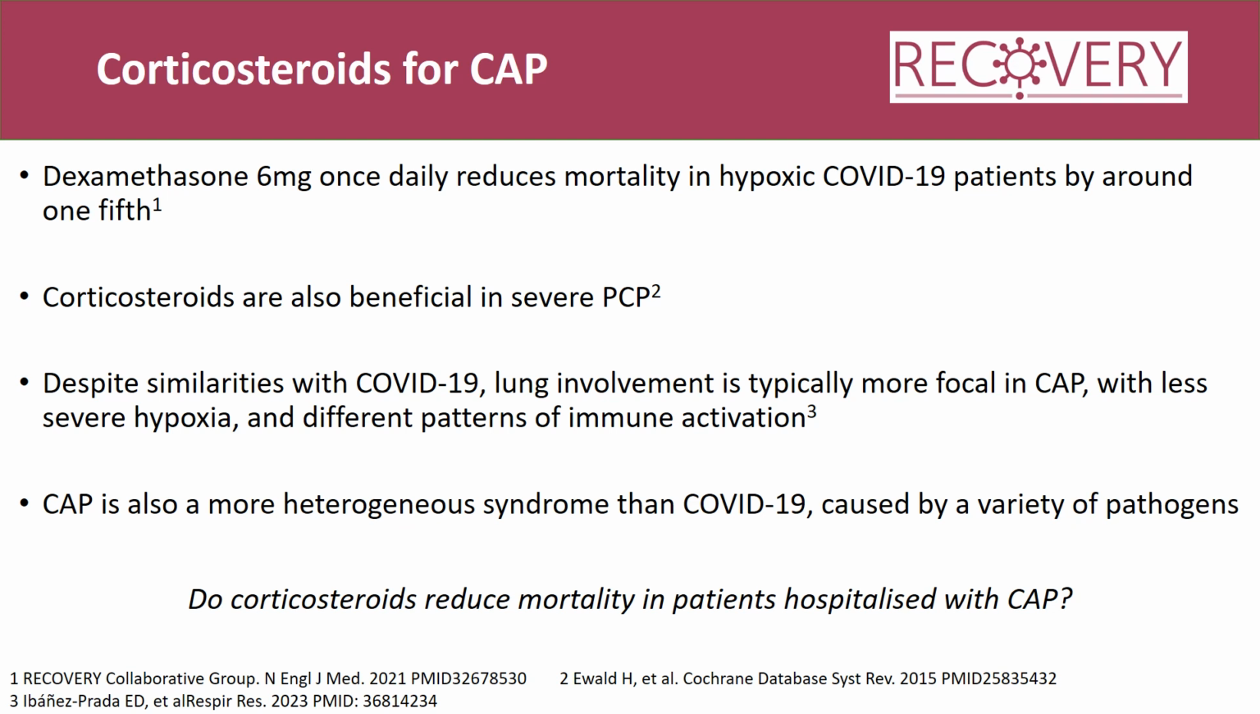Moving on to describe the rationale for testing steroids. We know that dexamethasone 6 mg reduces mortality in hypoxic COVID patients by around 1/5, and even more in those requiring invasive ventilation. Corticosteroids are also beneficial in patients with HIV and severe PCP.